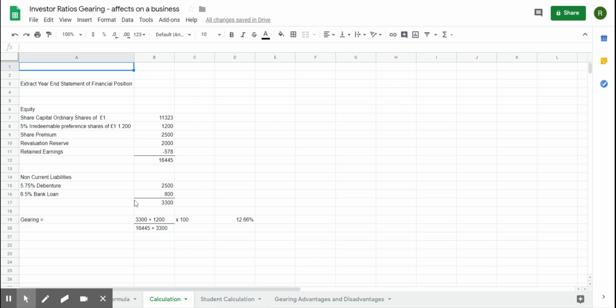So this is quite simple. We don't need to look in both places. We just need to add together the total of the equity in the business and the total of the non-current liabilities to get the total capital employed, and multiply it by 100 because it's a percentage that we normally express this figure as, and that gives a gearing of 12.66%. And what we can see quite clearly here, it's below 50%, and therefore this company has got low gearing.